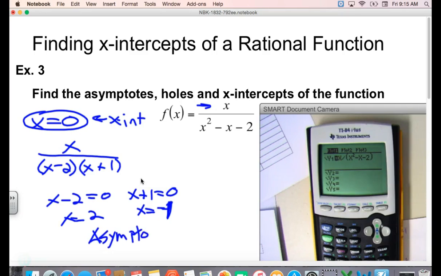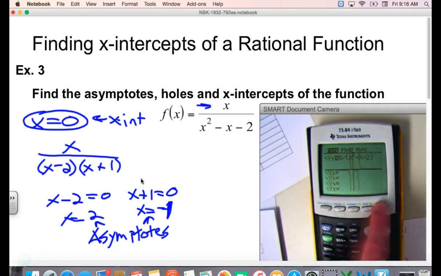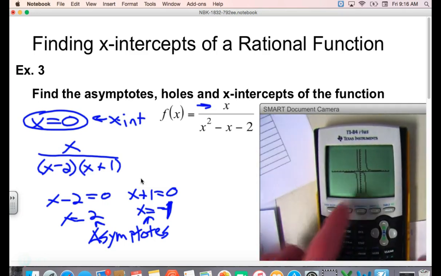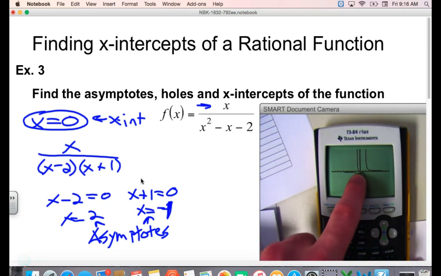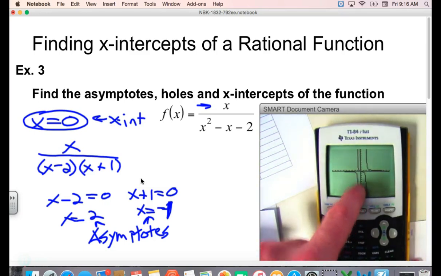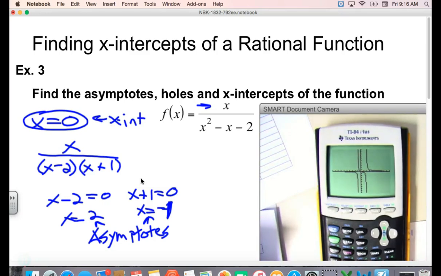And we said we would have an x-intercept at 0. So these are asymptotes right here. Now if we graph this, you can see all of this on the graph of the function. It crosses the x-axis at 0, there's our x-intercept. And we've got an asymptote at negative 1, and another out here at positive 2. So that's where we get our asymptotes.